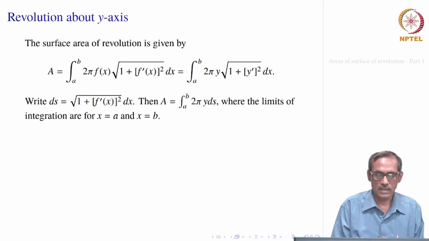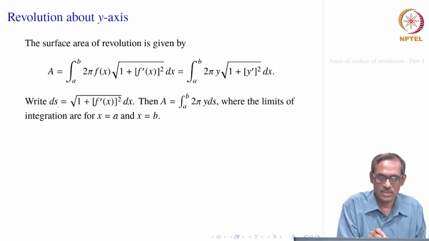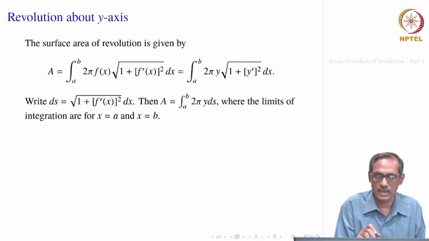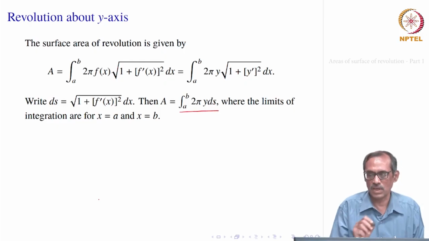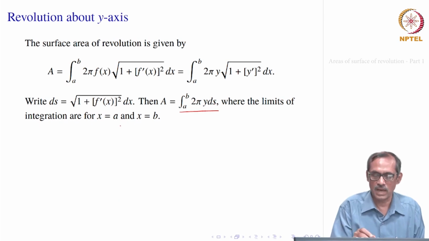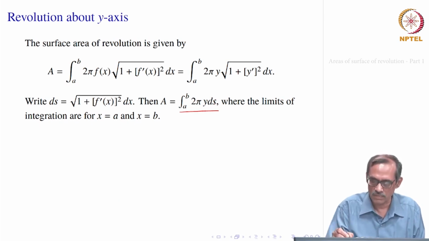Okay. So, now if you write that as ds, as we know ds equals the square root of 1 plus f prime(x) squared dx, the differential form, you can express the area as the integral from a to b of 2 pi y ds. It is not dx, it is ds, where the limits for integration are for x, which is a to b, not for s.